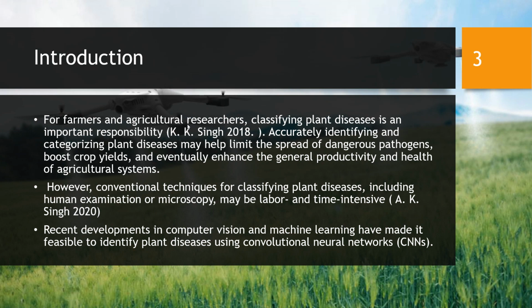So for farmers and agriculture researchers, classifying plant disease is an important responsibility. Accurately identifying and categorizing plant disease may help limit the spread of dangerous disease, boost crop yields, and eventually enhance the general productivity and health of the agriculture system. However, conventional techniques for classifying plant disease, including human examination and microscopy, may be labor and time intensive. Recent developments in computer vision and machine learning have made it feasible to identify plant disease using convolutional neural networks.